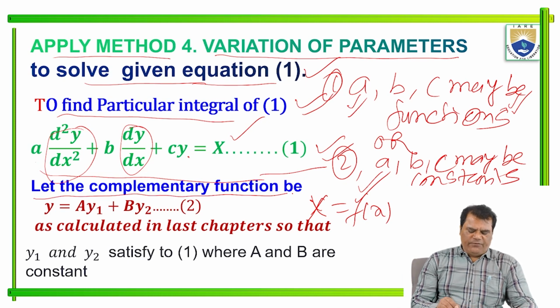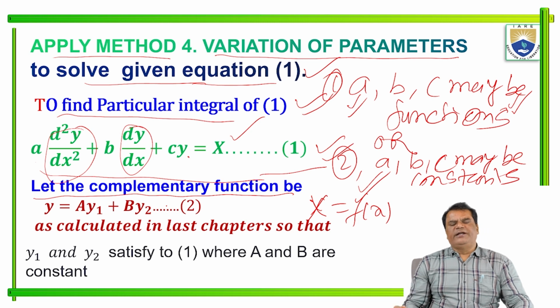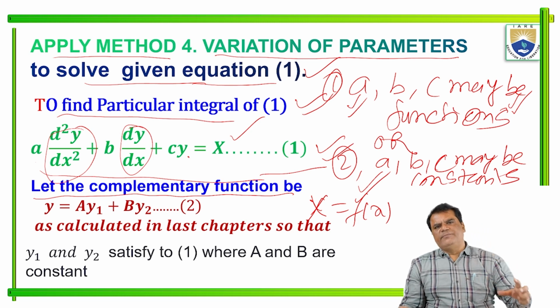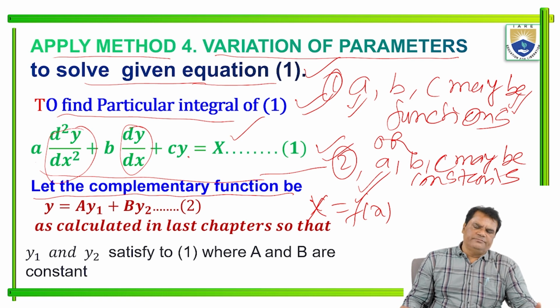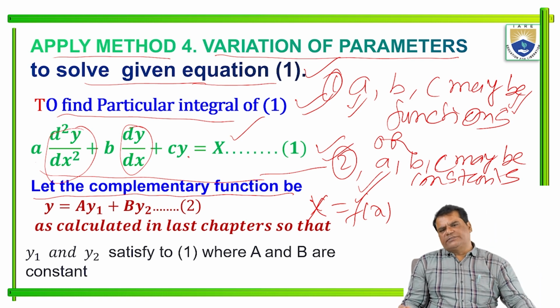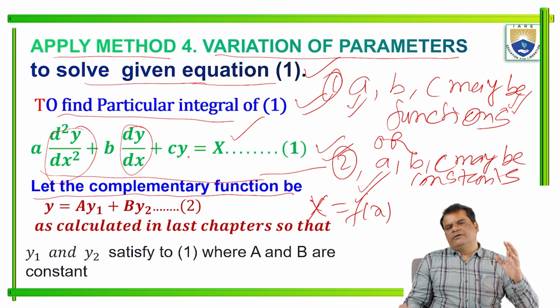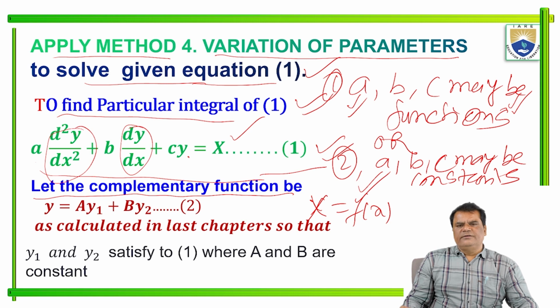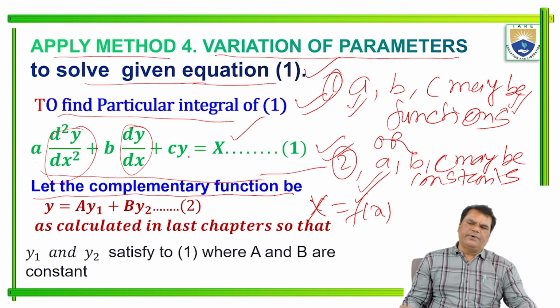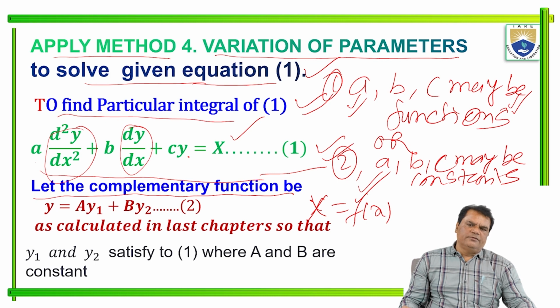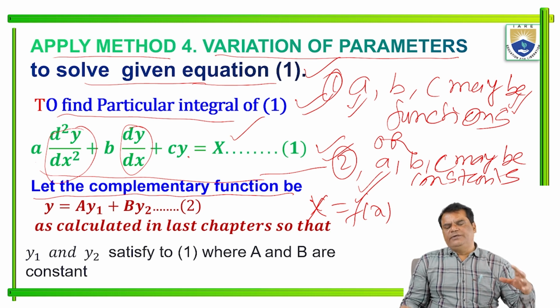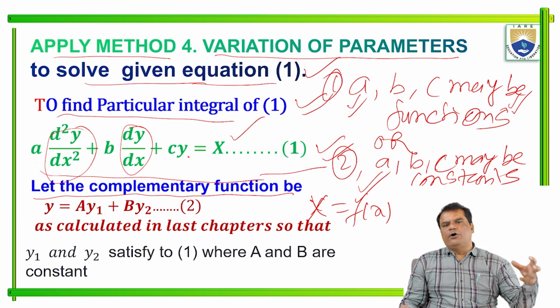So let the complementary function be. What is the complementary function? First we find the complementary function of equation 1. We have discussed this in the last 2 chapters. In one chapter, linear differential equation of second order with constant coefficient, there we found the complementary function and particular integral. In the second chapter, we solved linear differential equations of second order with variable coefficient. So with the help of the last 3 methods, we find the complementary function.